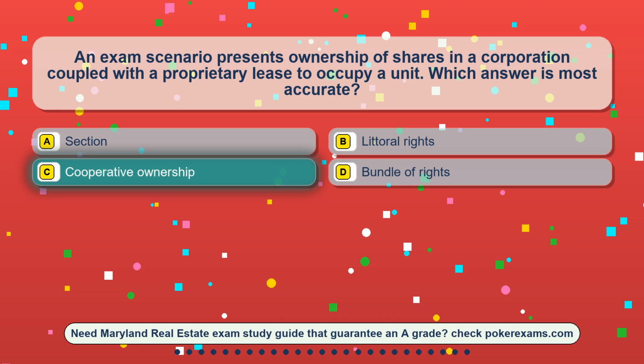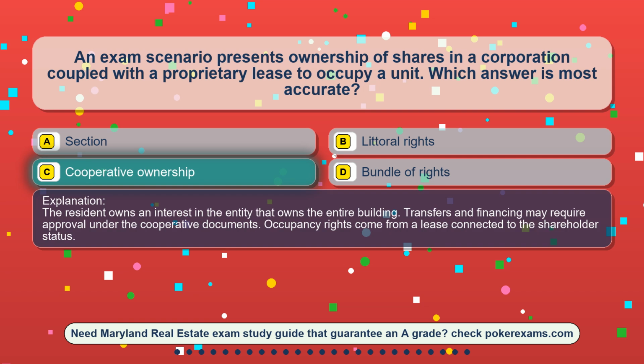The correct answer is option C, cooperative ownership. The resident owns an interest in the entity that owns the entire building. Transfers and financing may require approval under the cooperative documents. Occupancy rights come from a lease connected to the shareholder status.